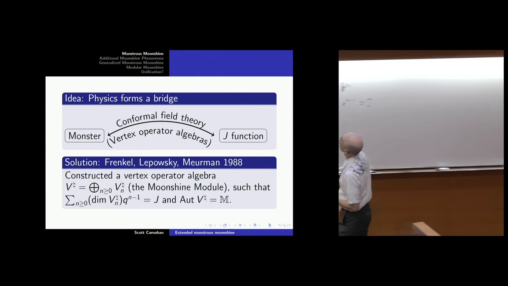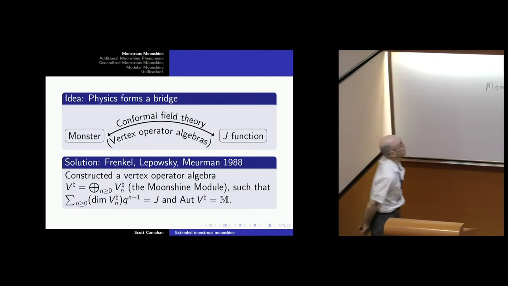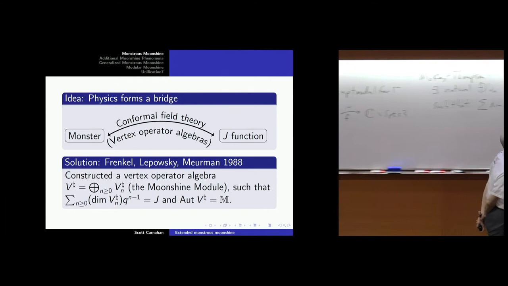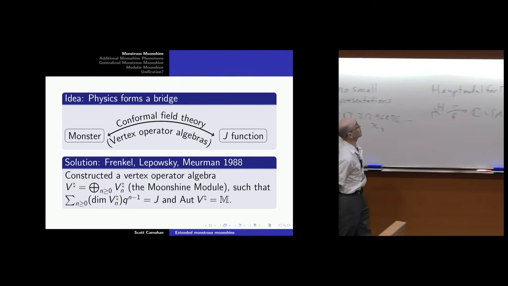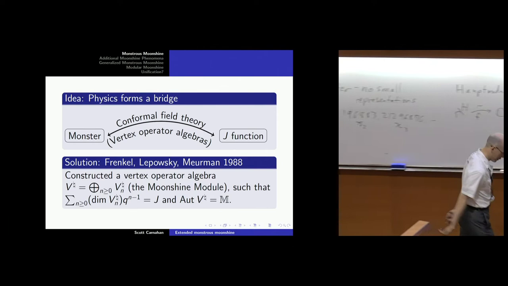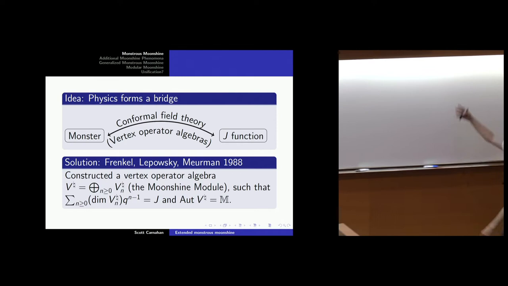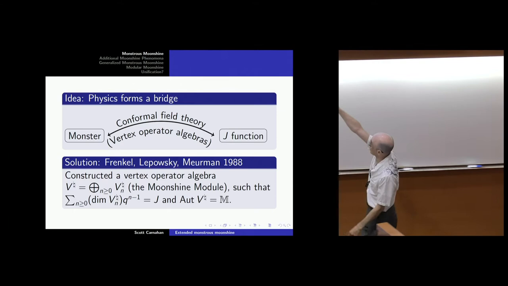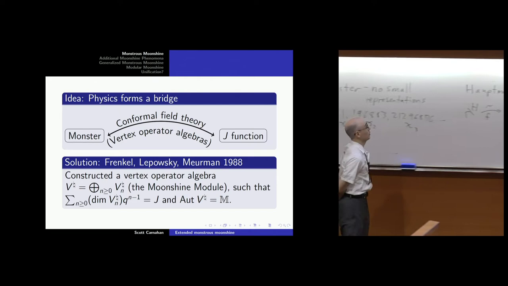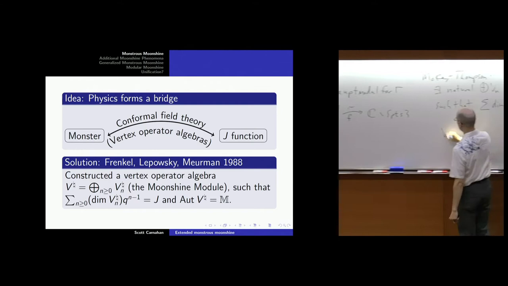So the idea for constructing such an object is that we can form a bridge between the monster and the J function using some infinite dimensional objects from representation theory, or if you're a physicist, you would say it comes from conformal field theory. This was done in 1988, about 10 years after the initial discovery. They constructed a vertex operator algebra, not just a graded vector space, but a graded vector space with some additional multiplication structure. They called it V natural because they claimed it was natural. It's also known as the moonshine module. Its graded dimension is J, and its automorphism group as a vertex operator algebra is the monster.